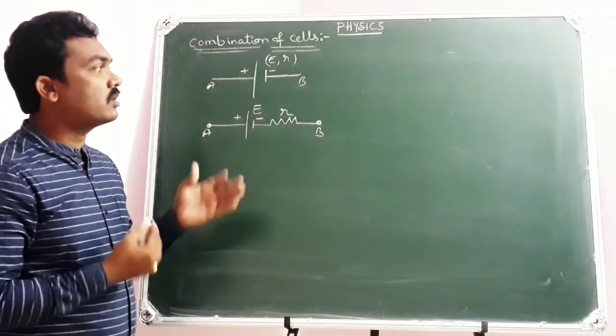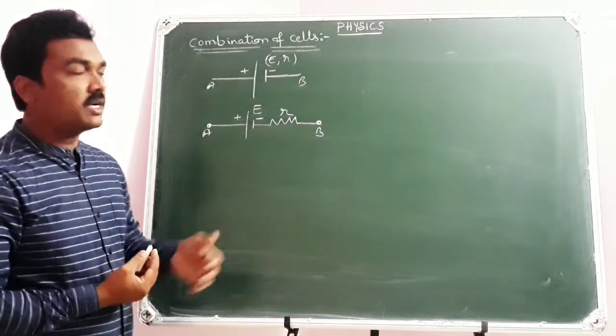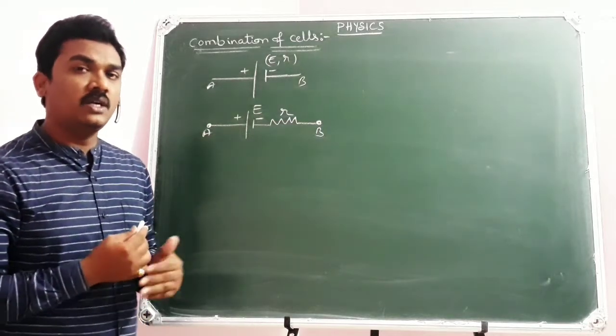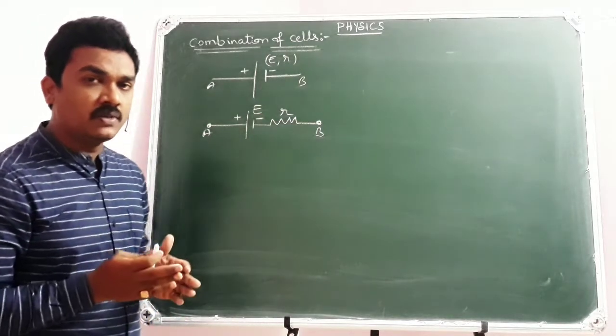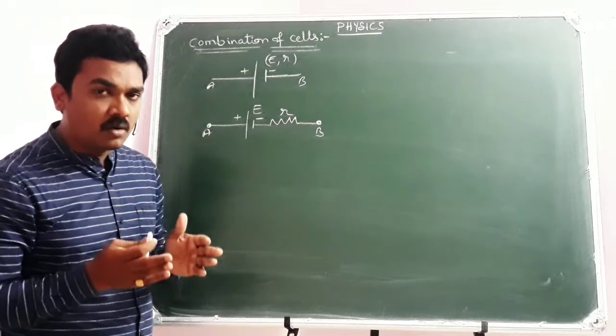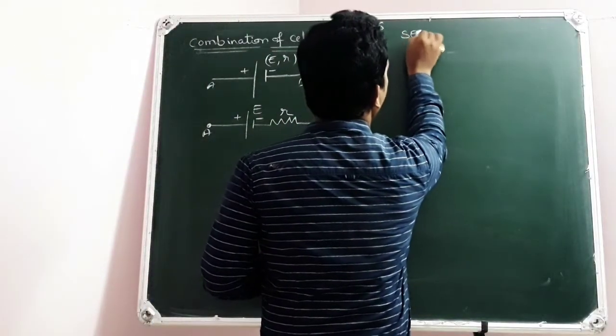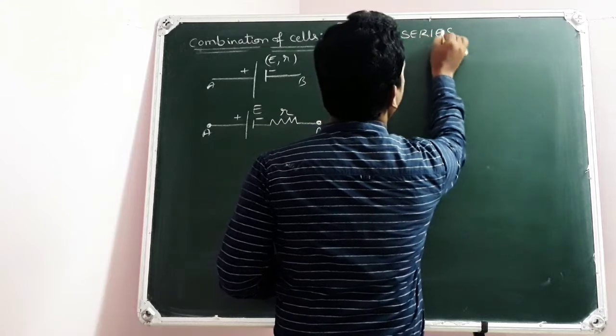Now we are going to talk about a combination of cells. When it comes to a discussion on the combination of cells, like in resistors, we can discuss series combination of cells and parallel combination of cells. So let me deal first with the series combination of cells.